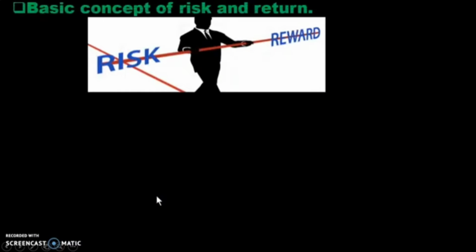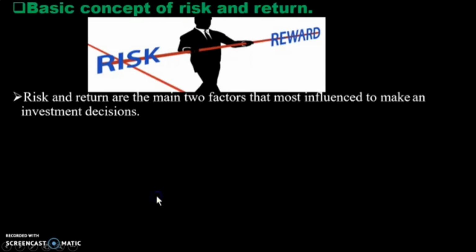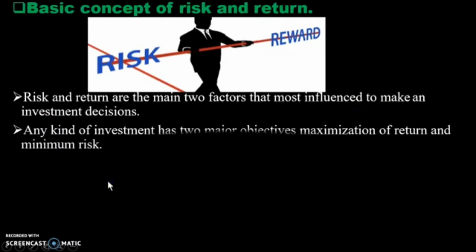Risk and return. We know every business decision and every investment decision is related to risk and return. This is the main factor for an investor to take investment decisions. Risk and return are the two main factors that most influence investment decisions. Any kind of investment has two major objectives: maximization of return and minimization of risk.